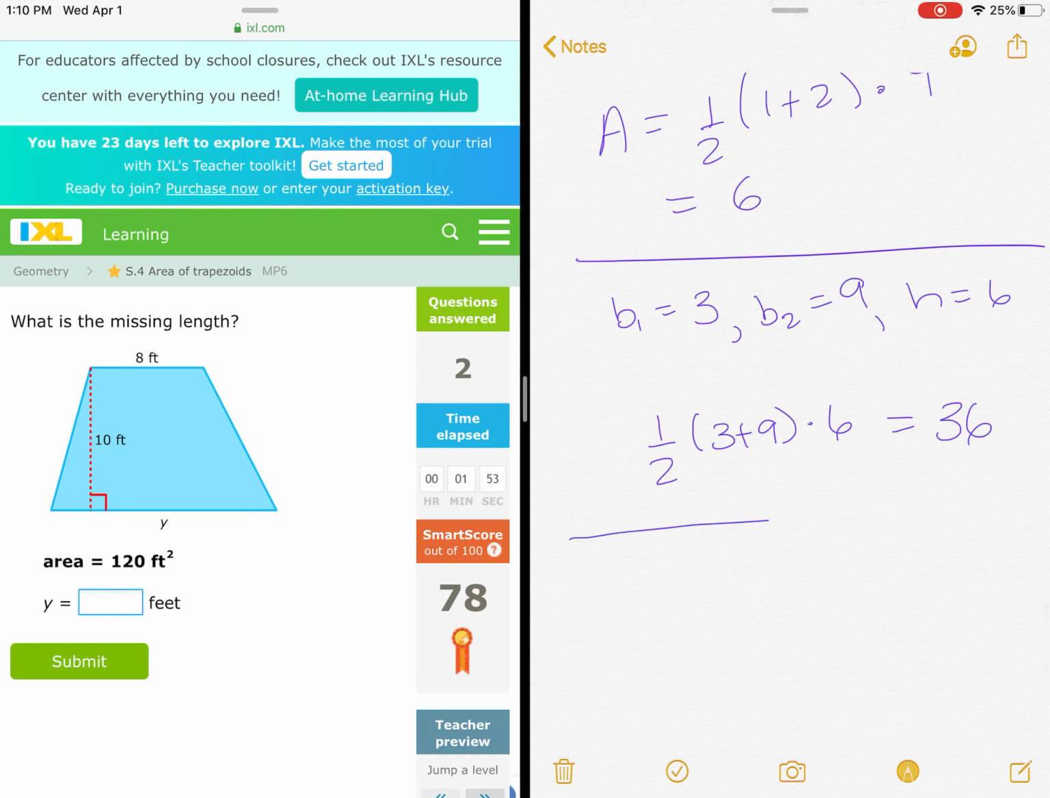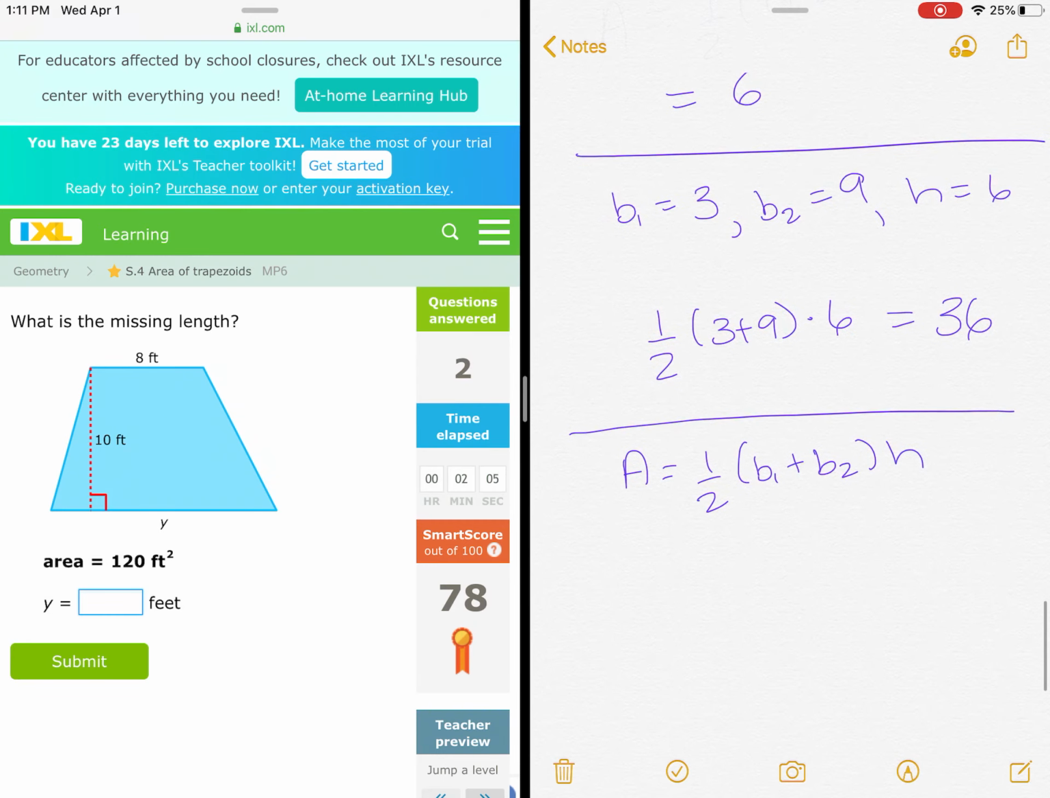Look at this one. I thought they might get a little trickier in there. So it asks for a missing link. It tells you the area, so let's write our formula out. Half of base 1 plus base 2 times the height. The area is 120. Half of 8 plus y times 10.